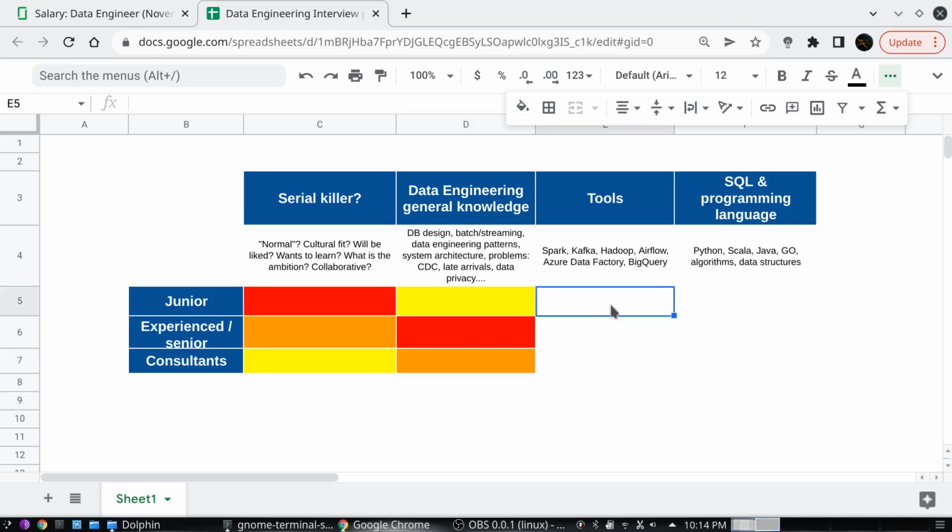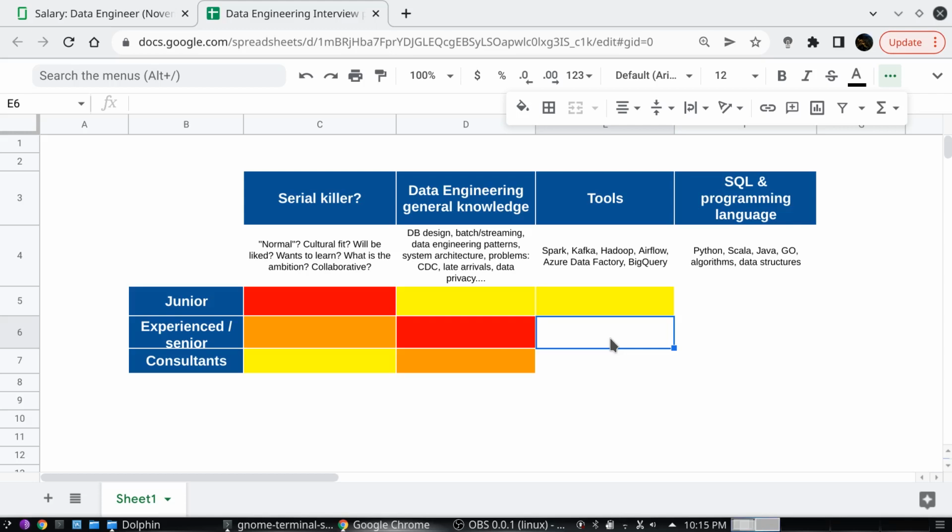When it's about the tools, the same story applies to a junior person. However many tools you know, you may be playing with some. It's good to know them, like you know that they exist, you can say that you are playing with them, but there is no experience required from you.